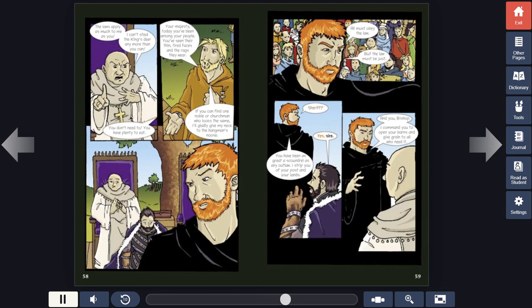Sheriff. Yes, sire? You have been as great a scoundrel as any outlaw. I strip you of your post and your lands. And you, Bishop, I command you to open your barns and give grain to all who need it.